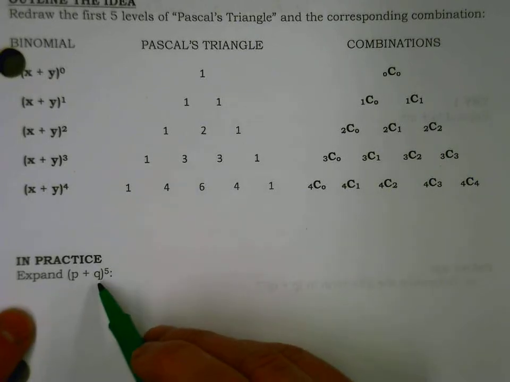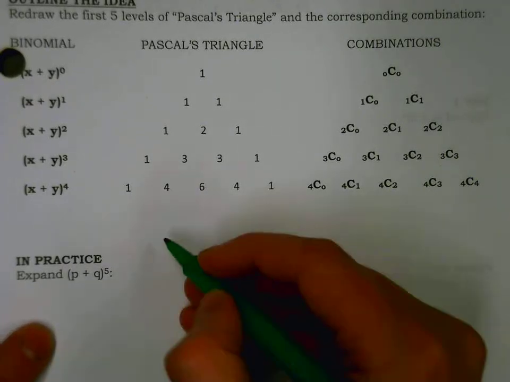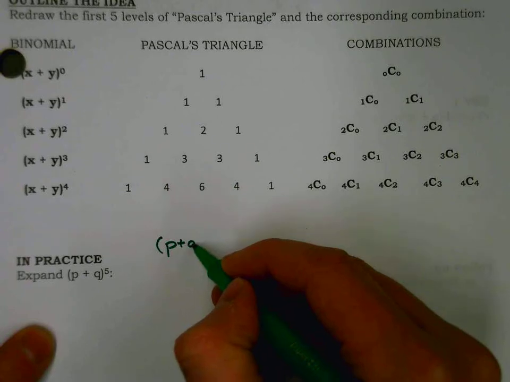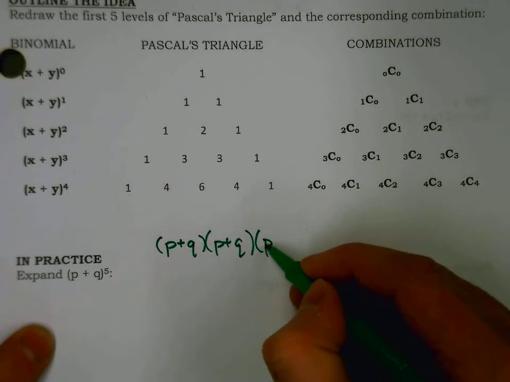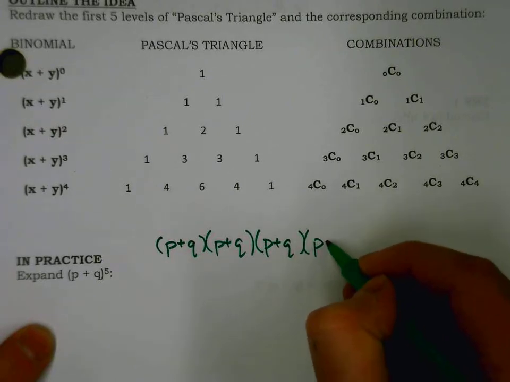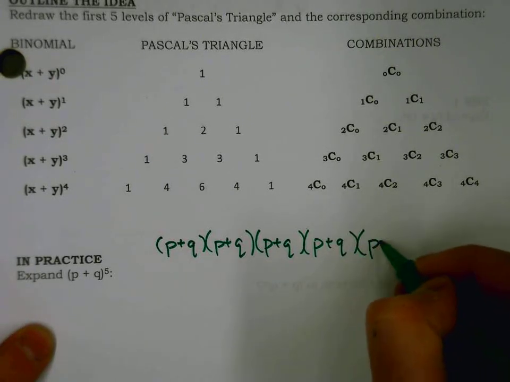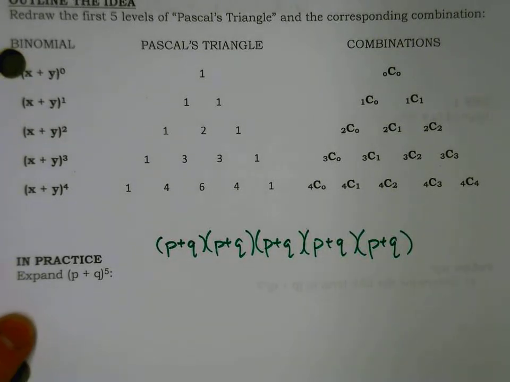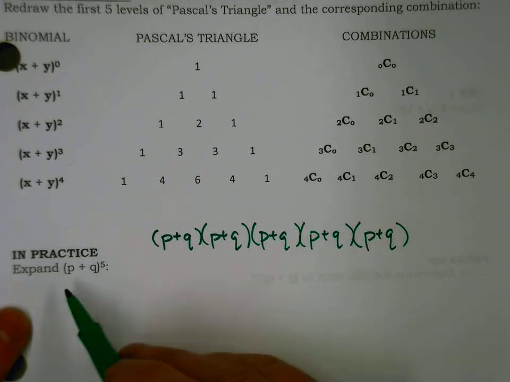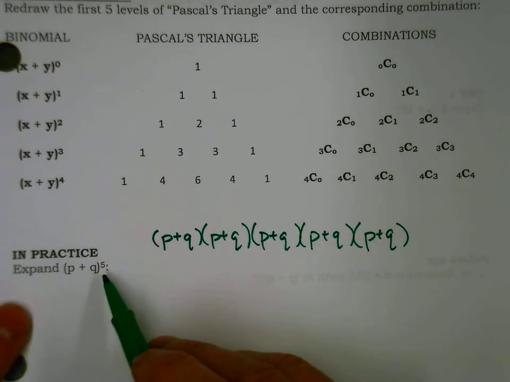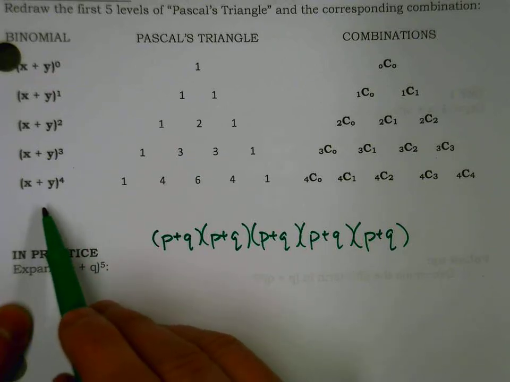So (p + q) to the power of 5 implies I'm asking you to expand (p + q) times (p + q) times (p + q) times (p + q) times (p + q), 5 times. Now think of all the arrows that would be created to make this possible. Certainly a bit more work than we'd like to do.